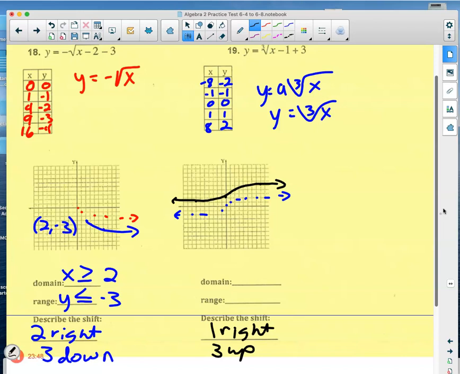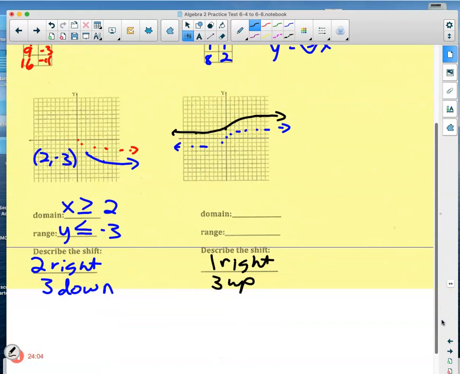And just do your best to make a nice smooth curve. Now the domain and range for these was even easier than the one for square roots, wasn't it? What do we put? Right and left and up and down forever. All real numbers.